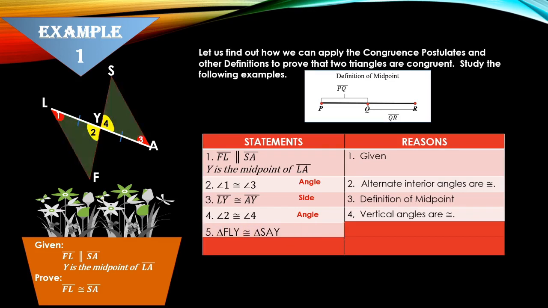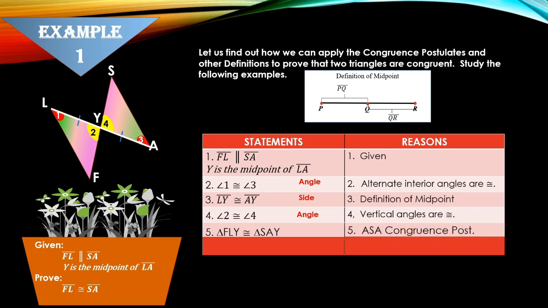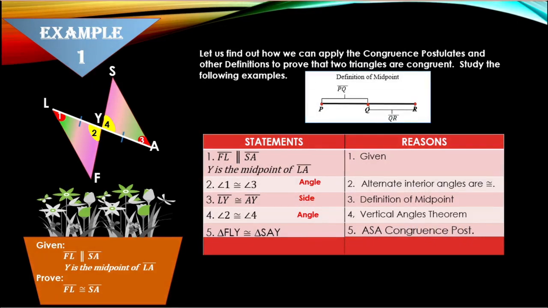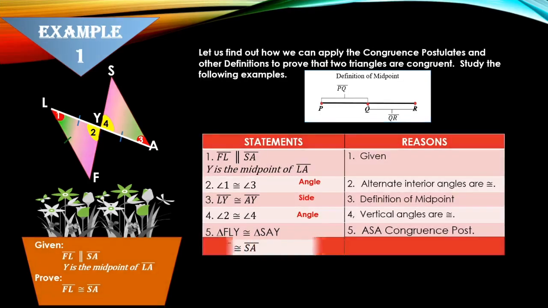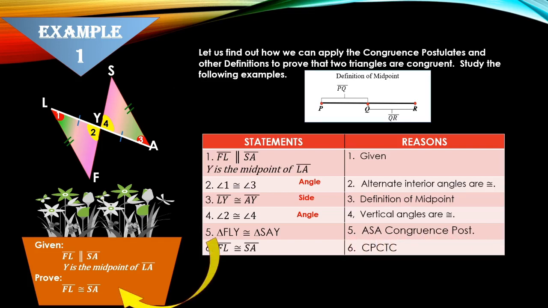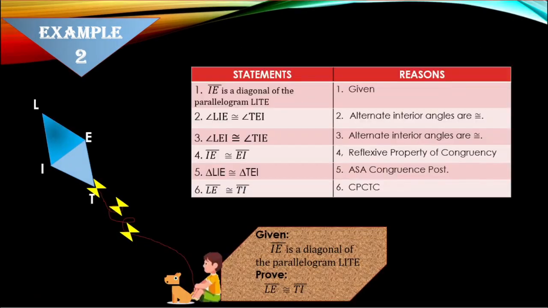Number 5. Triangle FLY is congruent to triangle SAY, where each side is common between two angles. We can say that the two triangles are congruent by ASA congruence postulate. Therefore, we can now conclude that segment FL is congruent to segment SA by CPCTC, or corresponding parts of congruent triangles are congruent.